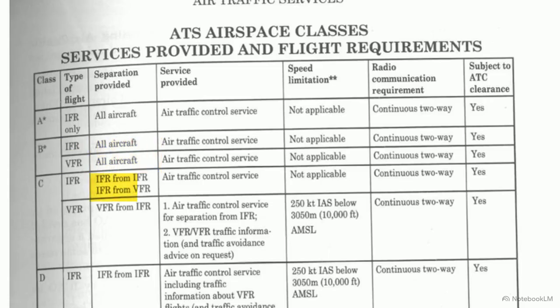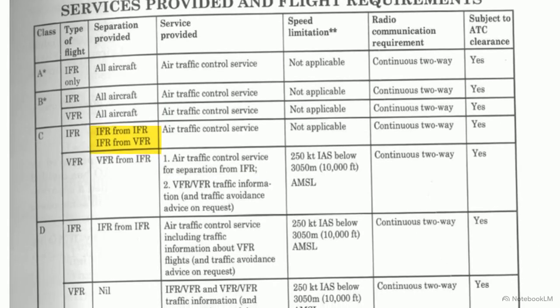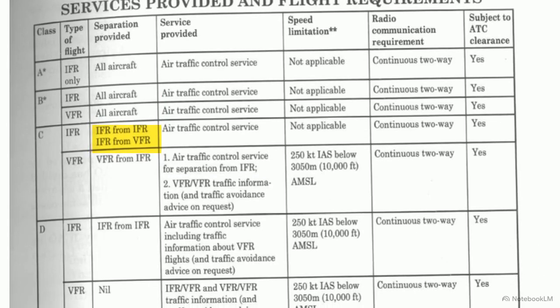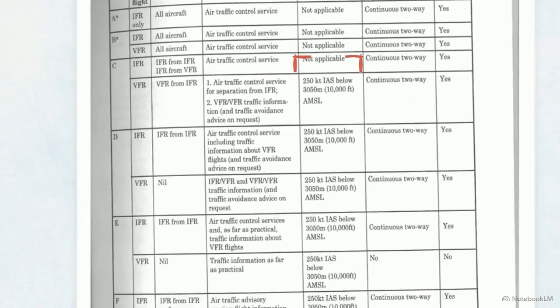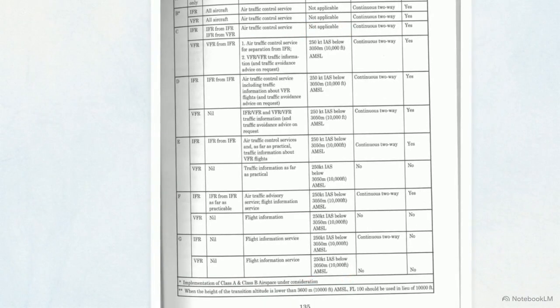Class C introduces a vital nuance. IFR flights are separated from everything, but VFR flights are separated from IFR, yet they are not separated from other VFR flights. They only receive traffic information regarding other VFR traffic. As we move into less restrictive classes, from C down through G, a universal speed limit applies to maintain safety in denser mixed-rule environments.